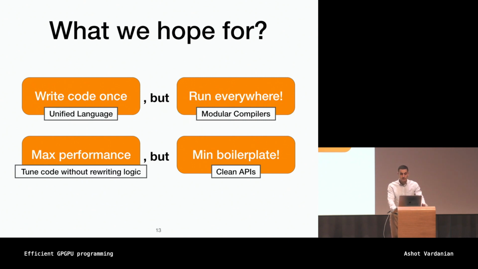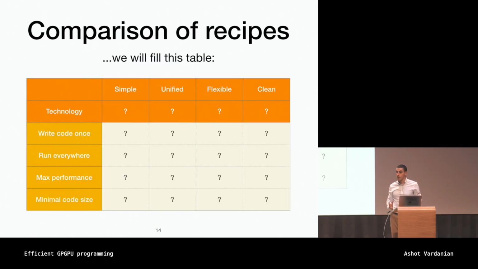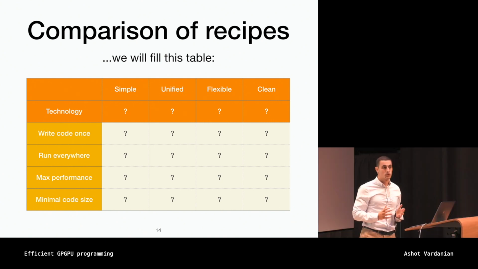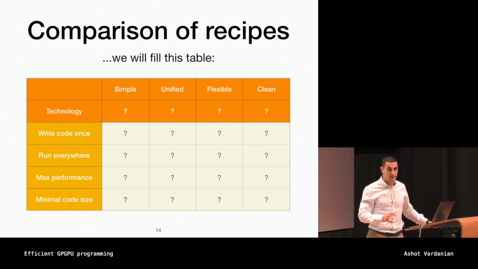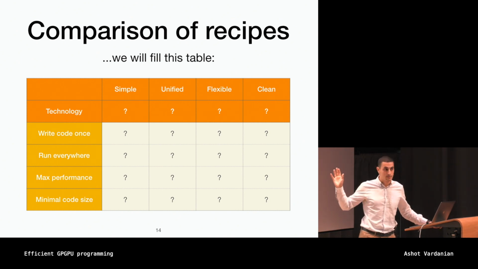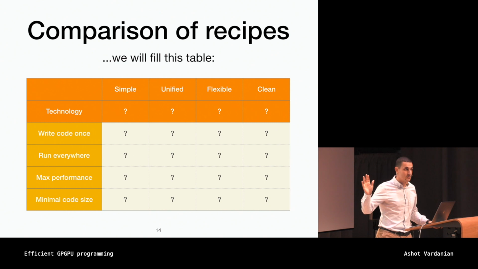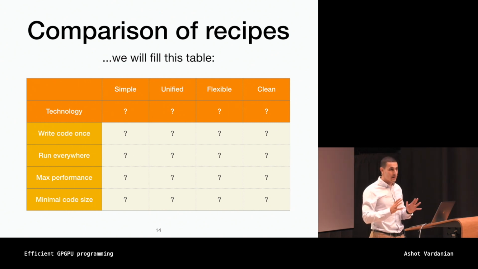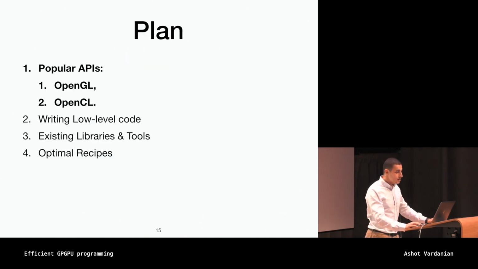For all of that, we need a ton of stuff. We need a unified language. We need modular compilers. We need tools that allow us to tune our software, and we need clean APIs. So the problem is extremely broad, and I do not expect one solution to cover all the bases for every single one of you. Our goal for today is to prepare 4 different recipes, 4 different scenarios, 4 different combinations of tools, so that you can go home and pick a set of tools that best suits your purposes.